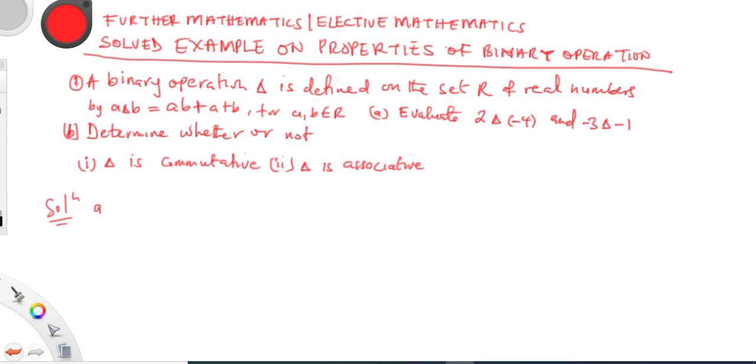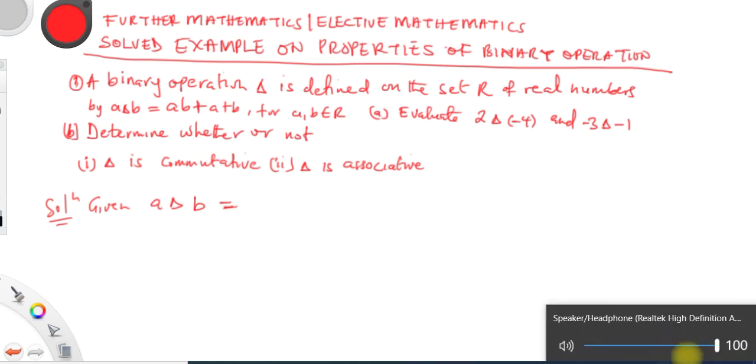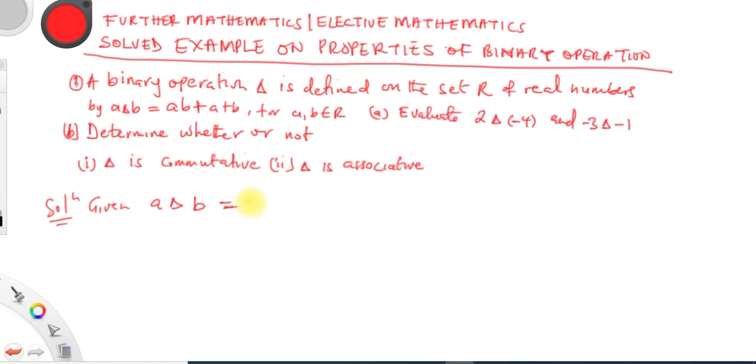Let us write the question. You are given, this is a theoretical question, so this is how you solve. A triangle B is equal to A times B, AB, plus A plus B, for A, B belonging to the set of real numbers.